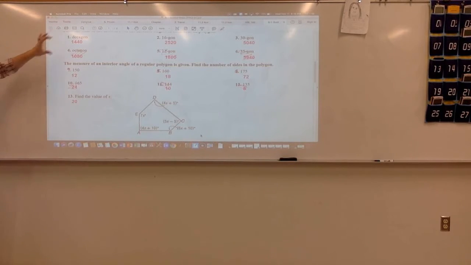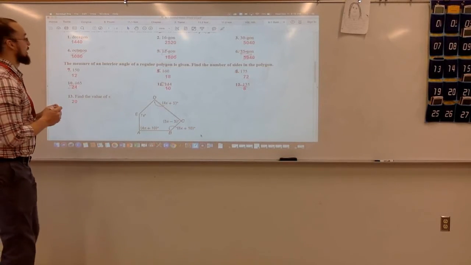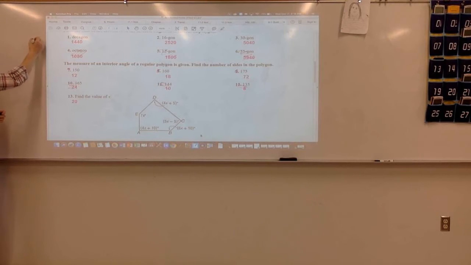Okay, so on the first 3, we're just saying, given a shape, find the sum of the angles. So we're just using this formula. Alright, so a decagon has 10 sides, so I would plug 10 in for n. So 10 minus 2 times 180 gets me 1,440. For the next section, those were like example 2, where we were saying n minus 2 times 180 divided by n equals that angle measure.